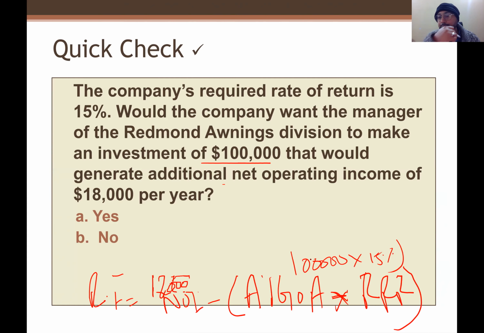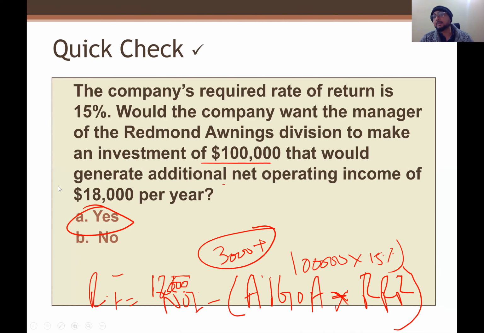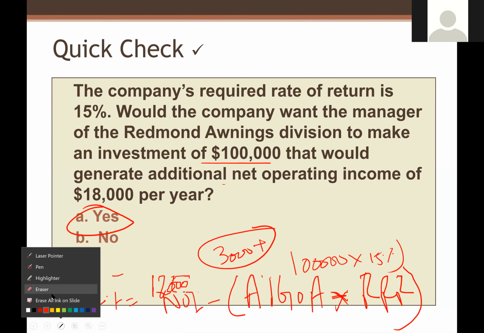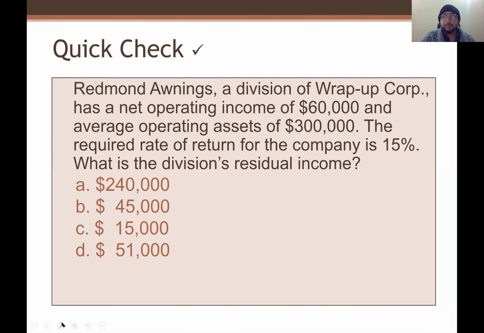Look at the deviation of the two formulas. ROI says do not accept this one, but residual income says accept it because it is giving us 3,000 positive residual income. So on the basis of residual income, the manager will say yes. Chandra, you understand now? Yeah. Okay, good. David, you understand? Yes, sir. Good. So the answer is going to be yes here.